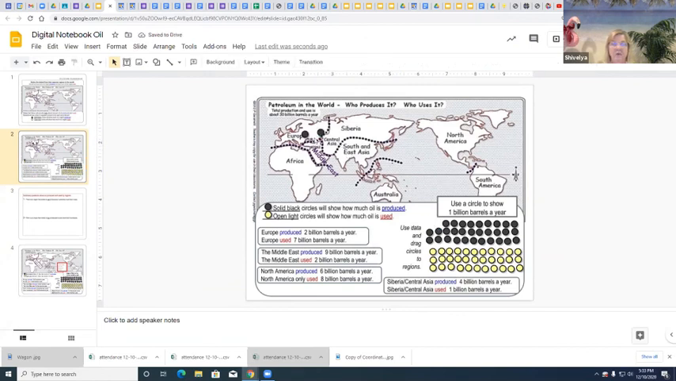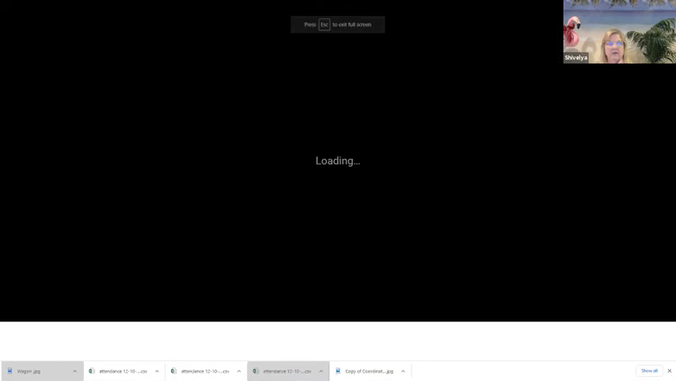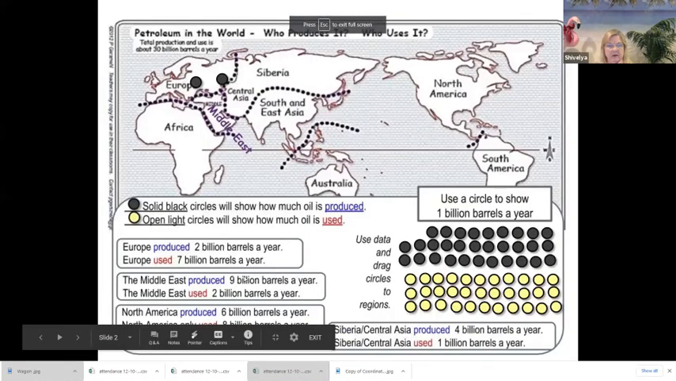And they put a couple of dark circles up there for Europe, but then they have to fit 7 of the light colored circles. And again, doing the same thing, they're going to do that with Europe, with, let's see if I can make it bigger now so we can see it, with the Middle East.